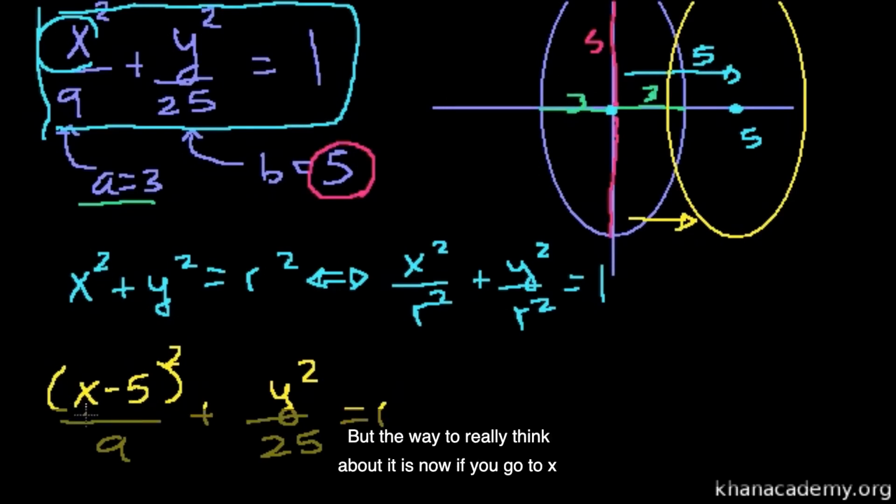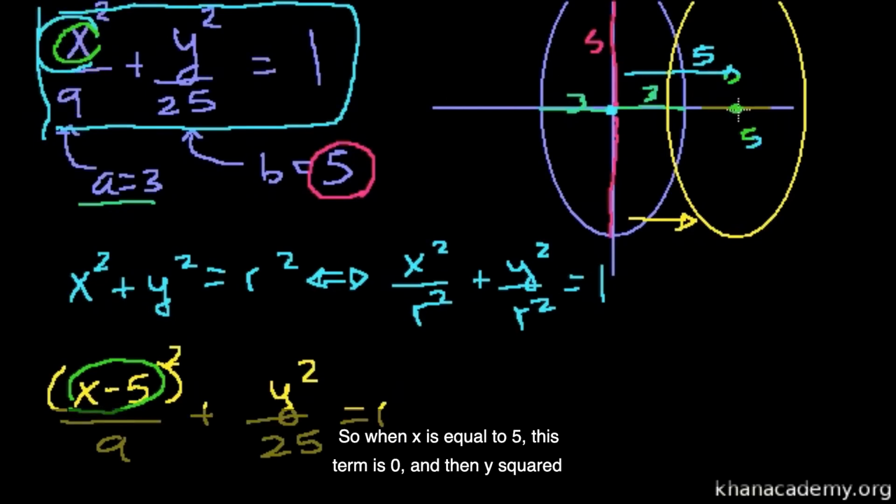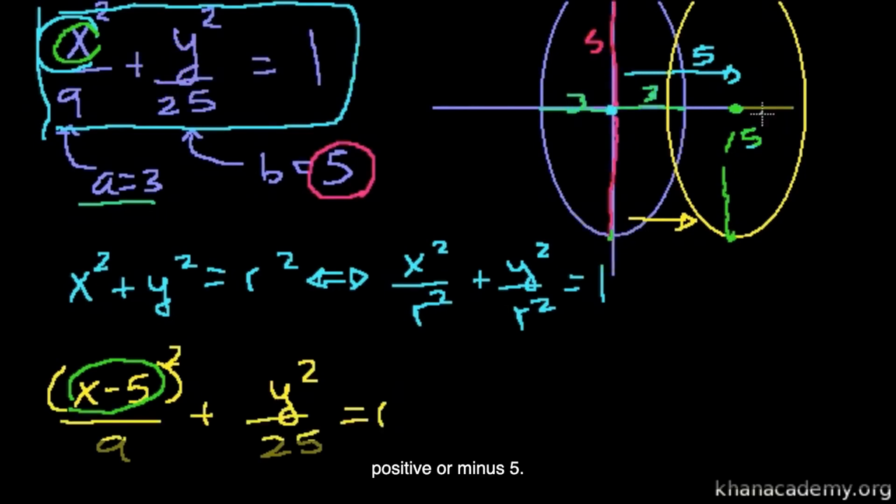But the way to really think about it is now if we go to x is equal to 5, this whole term x minus 5 is equal to 0. It will behave just like this x term will here. When x is equal to 5, this term is 0, just like when x was 0 here. So when x is equal to 5, this term is 0, and then y squared over 25 is equal to 1. So y has to be equal to 5. Just like over here, when x is equal to 0, y squared over 25 had to be equal to 1. So y is equal to either positive or minus 5. So in either case, positive or minus 5. And I really want to give you that intuition.